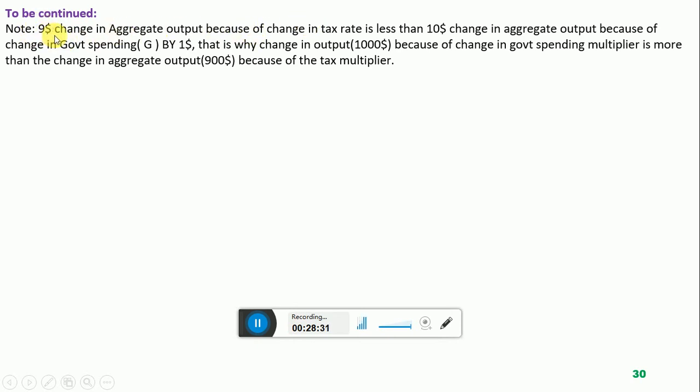$9 change in aggregate output because of change in tax rate. Okay, now this is the difference between the two multipliers. A $9 change in aggregate output because of change in tax rate is less than a $10 change in aggregate output because of change in government spending G by $1. That is why the change in output of $1,000 because of the government spending multiplier is more than the change in aggregate output of $900 million because of the tax multiplier.